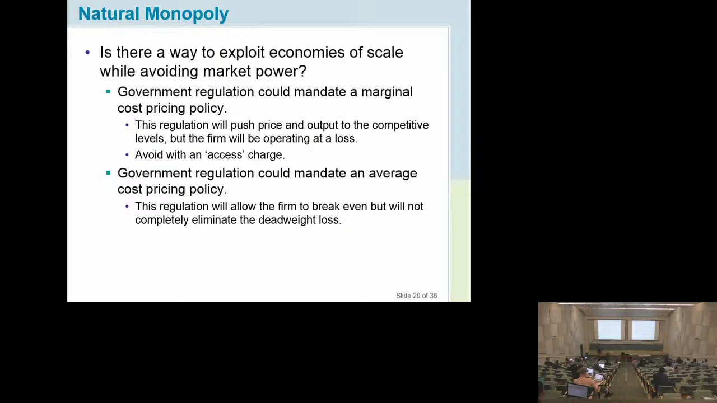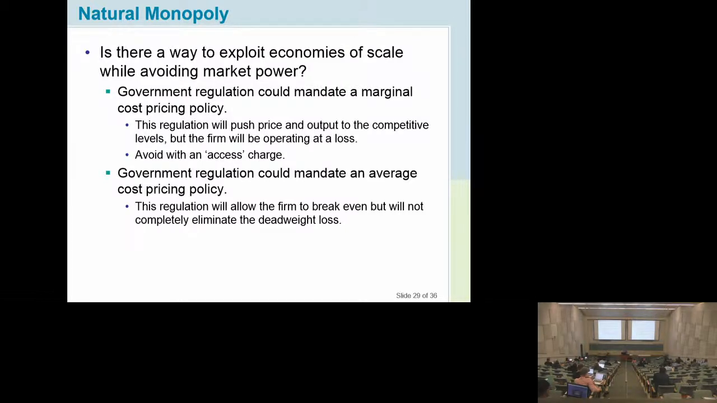Okay, so here's our two alternatives. P is equal to, that's not the right one. Yeah, it is. Okay, so that would be P sub AC. And then, okay, so we could set price equal to marginal cost and have a really low price. But if we did that, okay, then the difference between point A and point B is the average loss per unit. Average cost is above price. So what can we do?